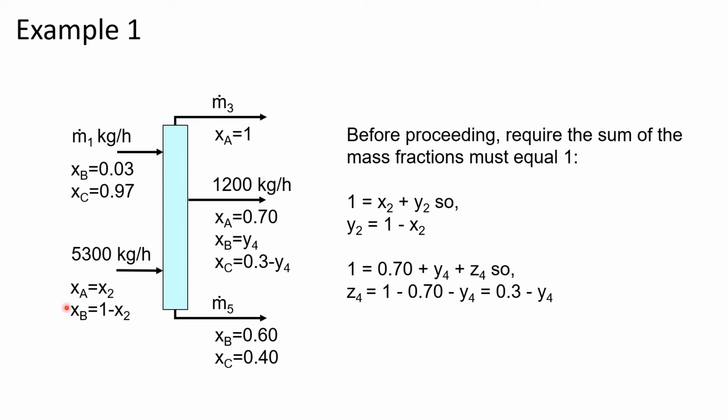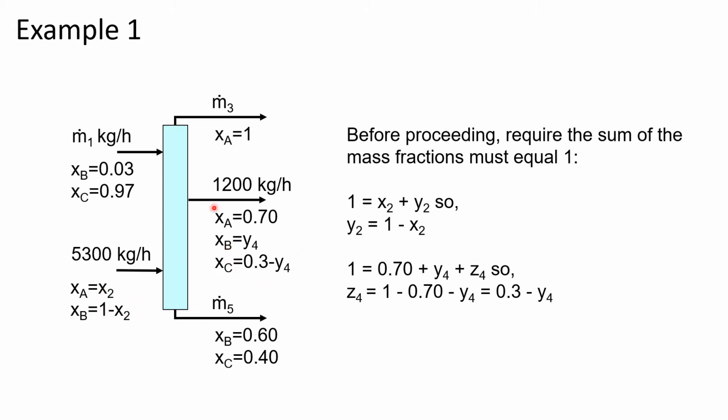First, let's look at the stream over here. If you remember, it was originally labeled as X2 and Y2. However, if we force the sum of X2 and Y2 to be equal to 1, then Y2 can be written as just 1 minus X2, and that's been substituted here.